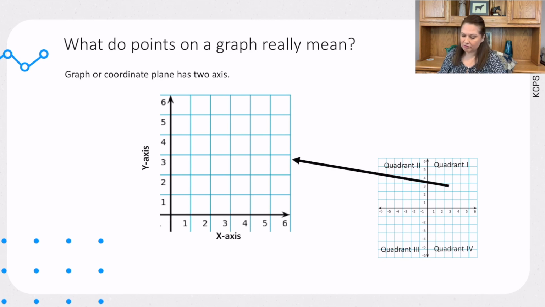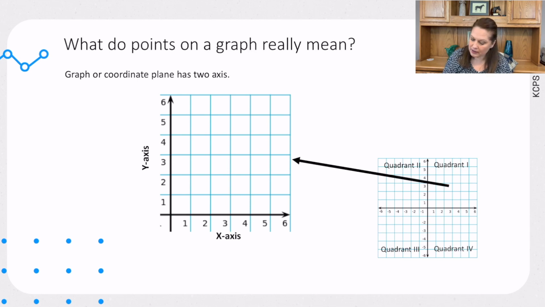What do points on a graph really mean? You'll notice that we have our 4-quadrant graph in the corner. At the top right, we have quadrant 1, and it goes counterclockwise, quadrant 1, 2, 3, and 4. When we're working primarily in 7th grade right now with proportional relationships, we're only going to be looking at quadrant 1 because both of our numbers or our values are going to be positive.